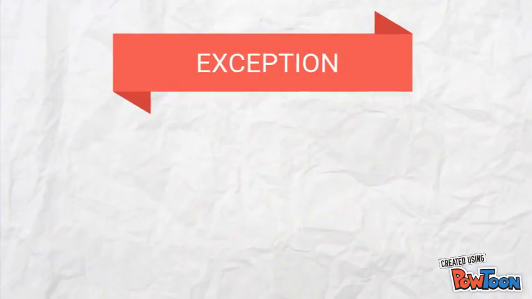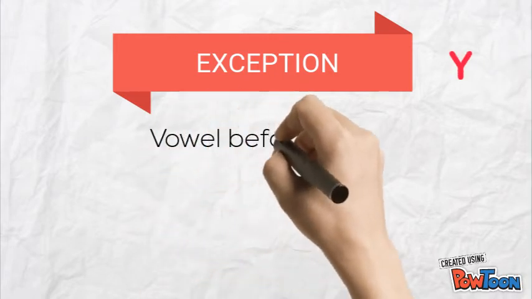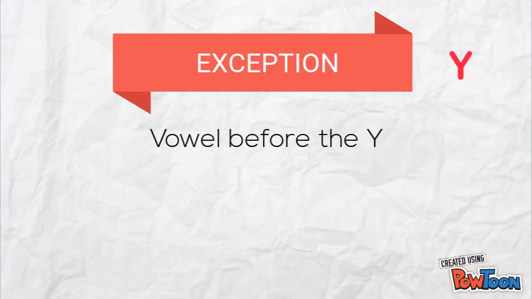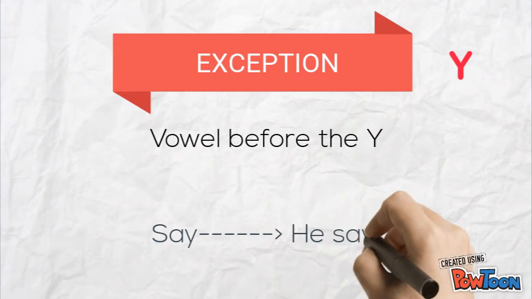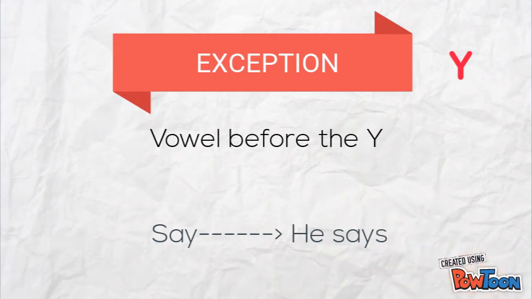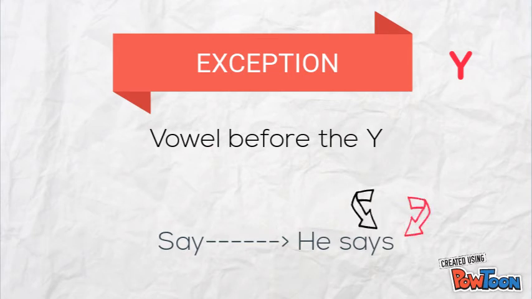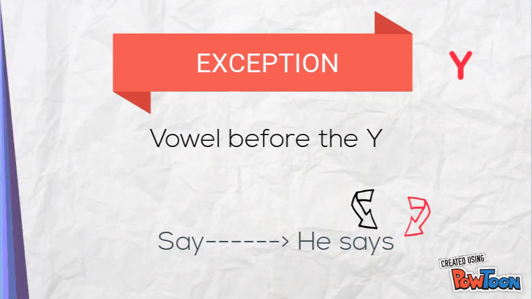But there is an exception for the verbs that end with a y. So with verbs that have a vowel before the y, you just say it like this. So for example, with the verb say, in the verb say you have the a, which is a vowel. So you have to keep the y and just add an s at the end. So you will write it like he says. So you just add the s, as you can see on the picture.